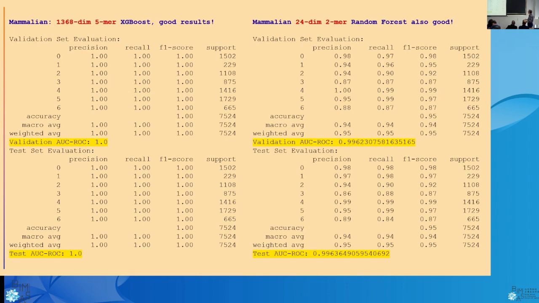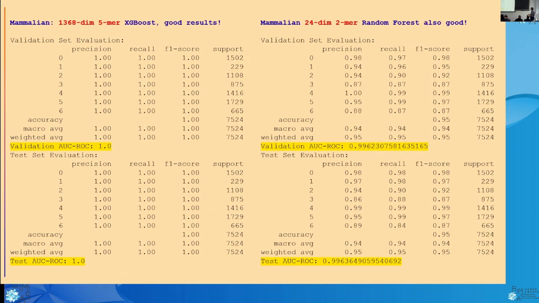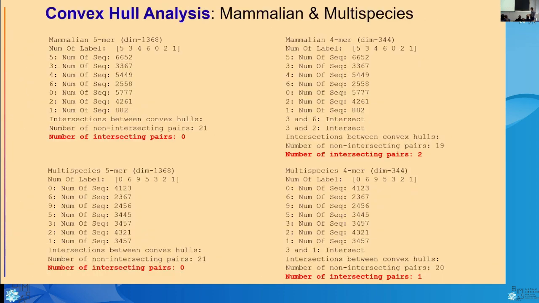Our result, you see, for that paper, we use the same data set. We almost get 100% correct, using the 5-mer, 1,368 dimensions. If we reduce that to 24-mer, 24 dimensions, we also get 0.99. Still, that's better than their original report, right? But back to here, why do we have that very high accuracy?